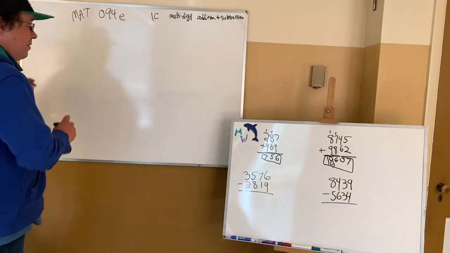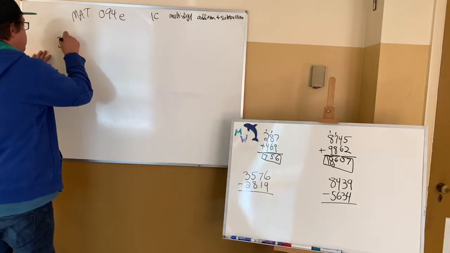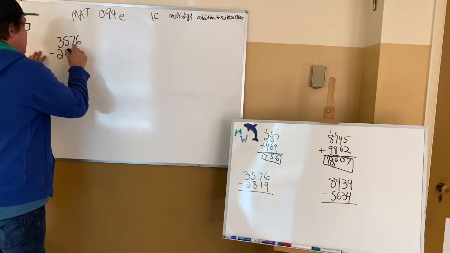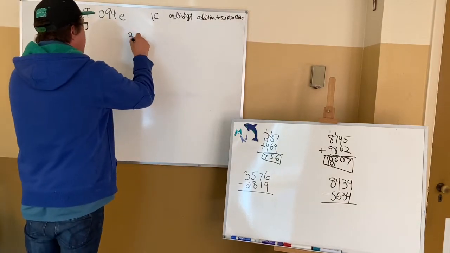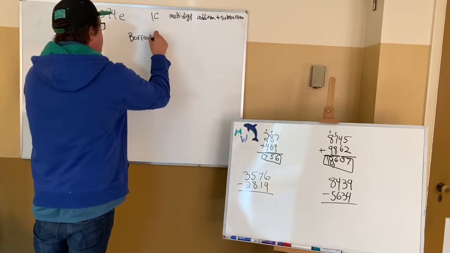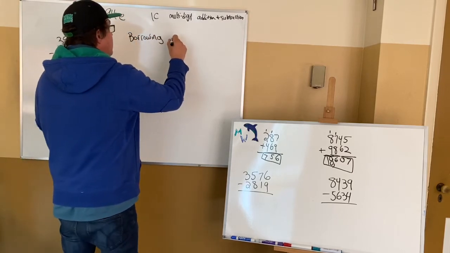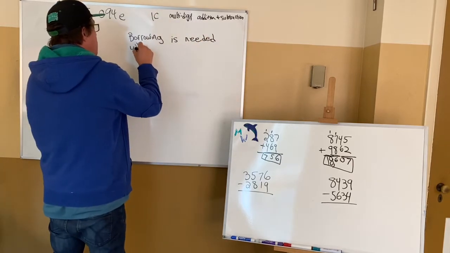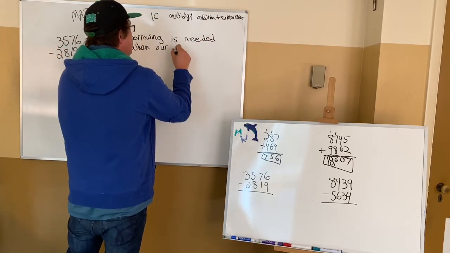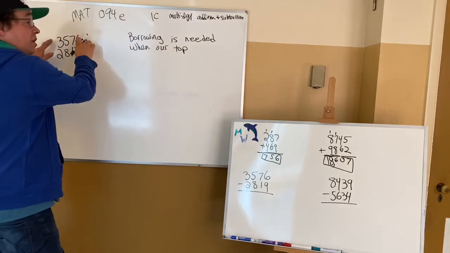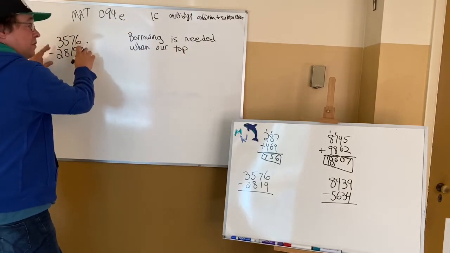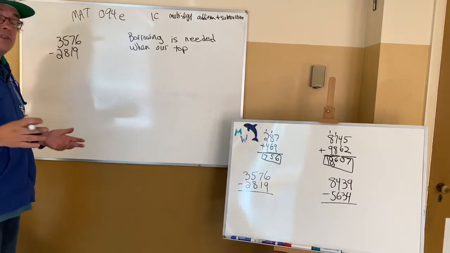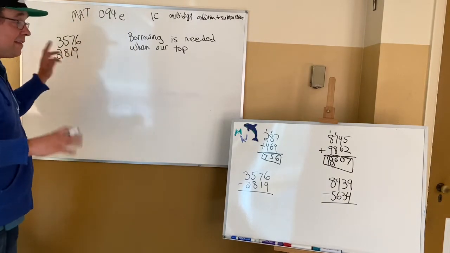So I want to take my 3576 minus 2819. And I want to address the concept of borrowing. When you need to do it and how do you do it. Is needed when our top digit, right? The top digit is what we're starting with. We used to call it the minuend minus the subtrahend. Don't worry about that. That's really weird, nasty words to have people memorize, but hey, I get to say that and that, and I got words for it.